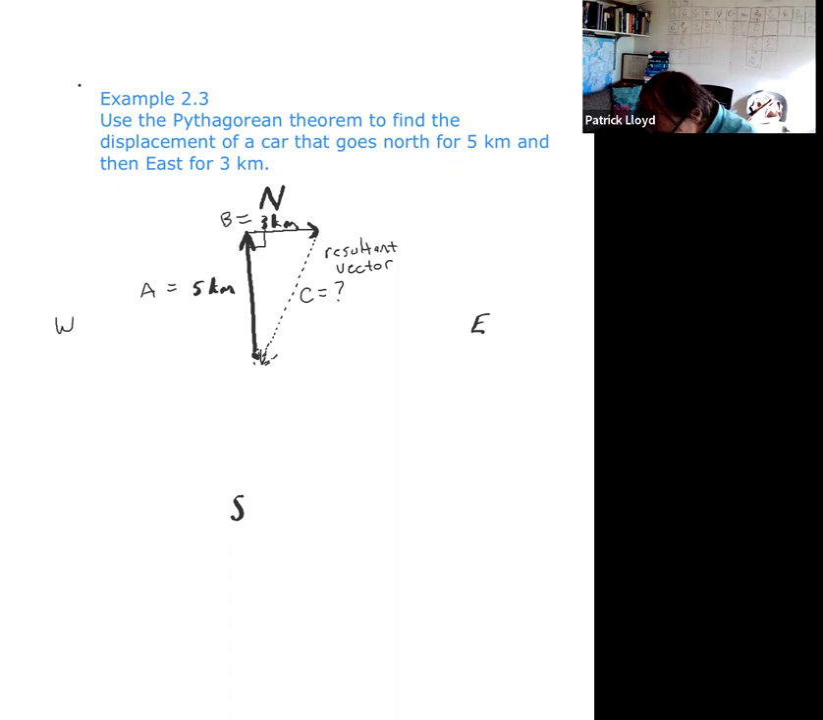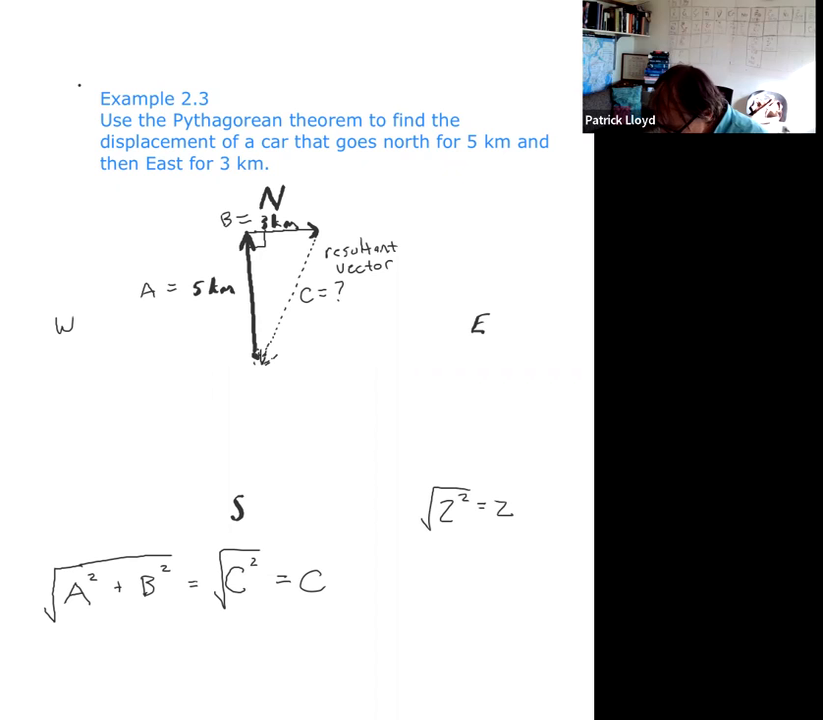Okay, so the Pythagorean theorem is thousands of years old now. It says that the length of one of the vectors squared plus the length of the second vector that you're adding squared is equal to the resultant vector squared. So not a plus b equals c, but a squared plus b squared equals c squared. Okay, so we want to find c. All you've got to do to find c is take the square root of both sides. If you take the square root of c squared, you get c, right? If I take 2 and I square it, and then I take the square root, you just get 2. The square root of the square is just whatever is inside the radical.